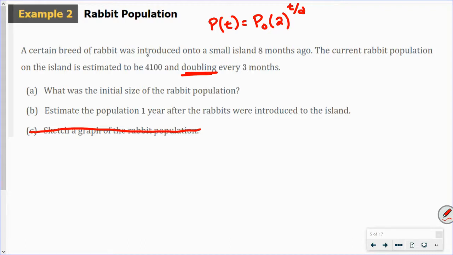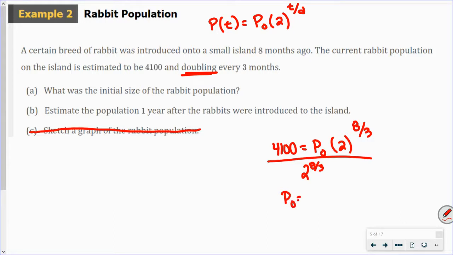Okay, so I know that we've been on the island for 8 months, and we have 4,100. But I know my doubling time is 3 months. So I know everything except P naught. So if I solve this, I got 4,100 equals P naught times 2 to the 8/3, since it's been 8 months. Well, 2 to the 8/3 is a number times P naught.